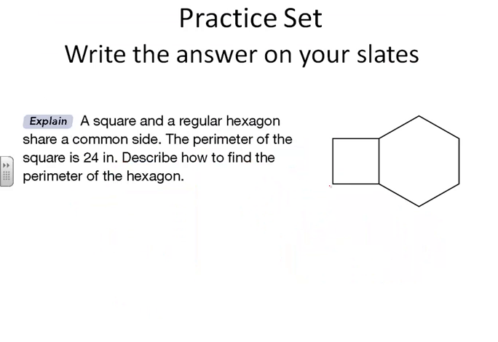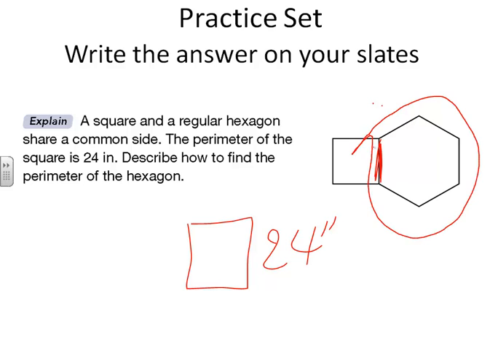Here's a little more practice. You've got a square and a regular hexagon, meaning all the sides are equal. They share this one common side right here. The perimeter of the square, all the way around the square, is 24 inches. So how would you find out how far it is around this hexagon, knowing the information they gave you about the square?